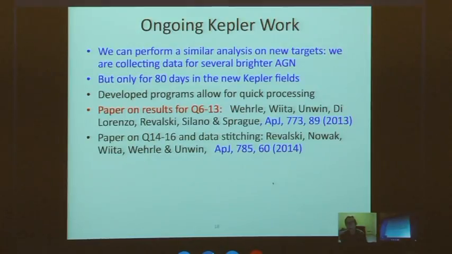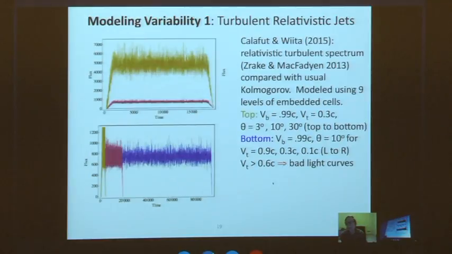So we've gathered data on a couple of objects per field, and we hope to continue to analyze that data as long as Kepler stays alive. Okay, so now let me turn to modeling variability, which is on the next slide.